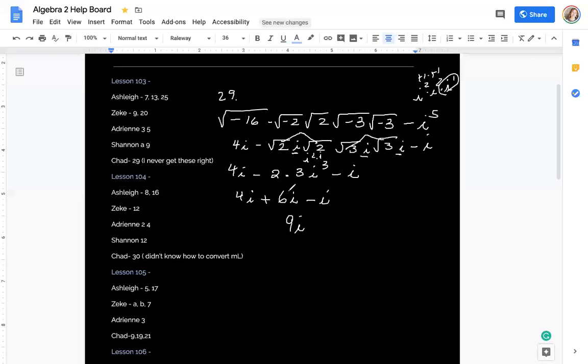It's just all about being careful and making sure you pop your i's out. You don't want to multiply these together and get 9. Then you wouldn't have any i's. So pop your i's out first, and then do your radicals.